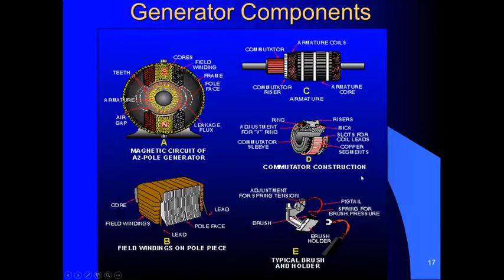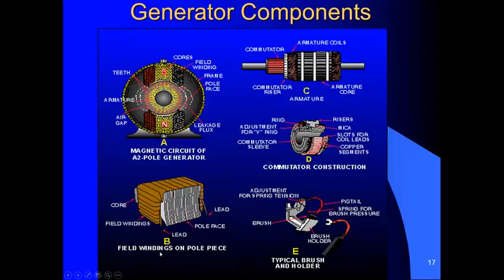So then, a recap here to talk about our components in a generator. We talked about the commutator being individual pieces of metal that are connected to our armature coils. They help to keep the polarity always the same. We have our magnetic circuit. There's always an air gap between the armature and our field windings, so that there's room for it to turn.